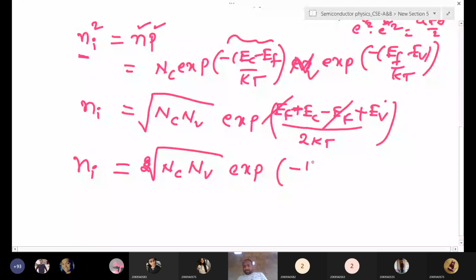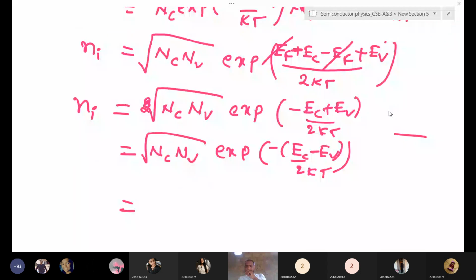Okay. So here EC and EV. This is EC, the lowest energy of the conduction band. This is EV, the highest energy of the valence band. What is the difference between these two levels? Energy gap, isn't it? What is the energy gap definition? The difference between EC and EV, the lowest energy of the conduction band and the highest energy of the valence band, isn't it?